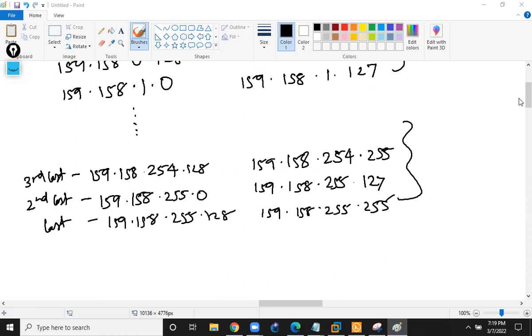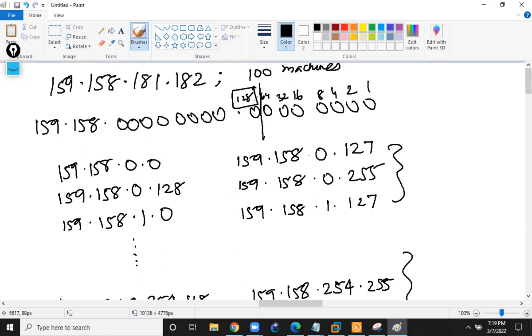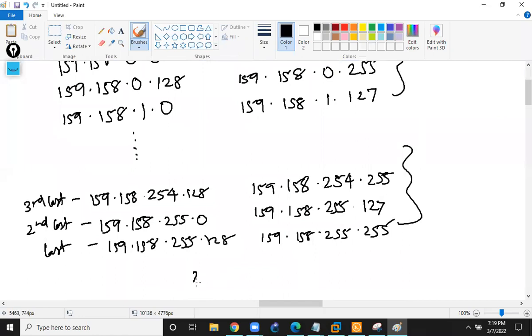255.255.255.128 is the required subnet mask, right? Because you have drawn the line here, that means till here you got the network portion. So till there, 25 bits are reserved for the network portion. Clear? If 25 bits are reserved for the network portion, you will get the required subnet mask as 255.255.255.128. Clear? Any doubt?